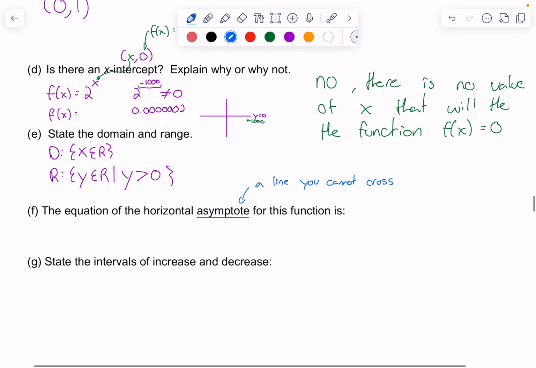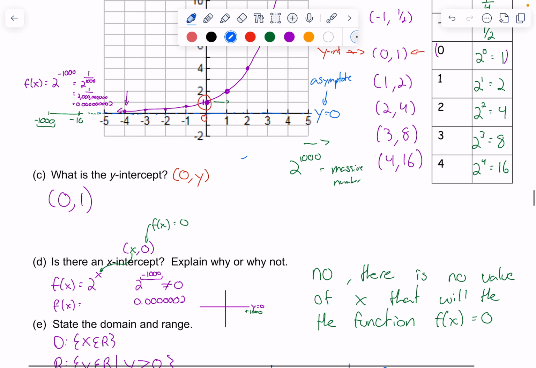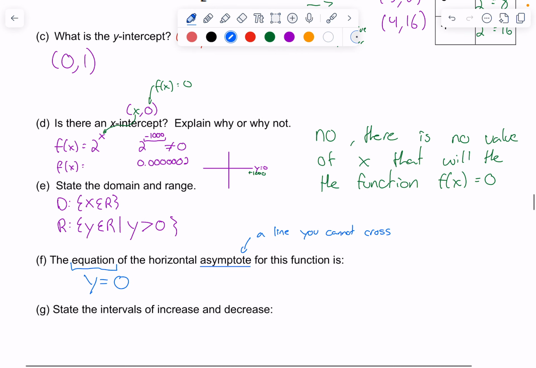So that's why we write the equation as y equals, and then you state the value that you cannot equal. All right, so y equals 0. This is the equation of your horizontal asymptote. Horizontal, because notice, it's a flat line like this, okay? So horizontal asymptote.